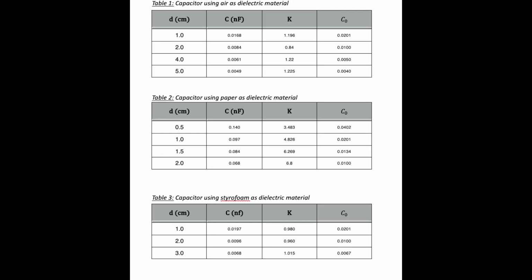Now I'm going to go over my tables and graphs quickly. As you can see, the C is the capacitance which I derived from the experiments, and C0 is the vacuum capacitor's capacitance for each distance of the plates, and I calculated the K, which is the dielectric constant, by dividing C by C0.